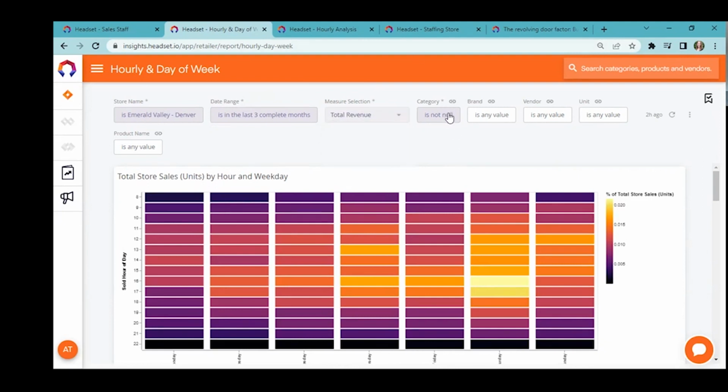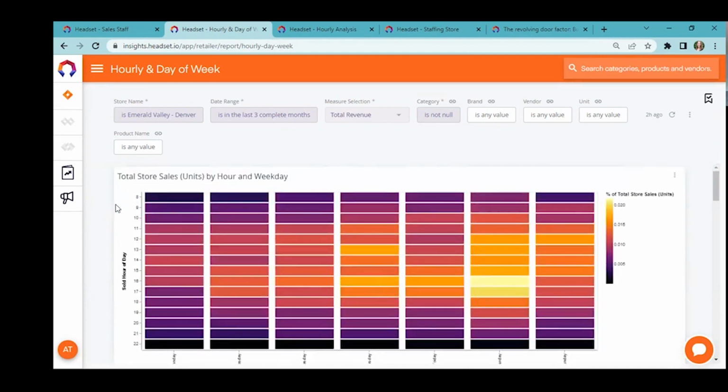And then category, of course, you can narrow in on whatever category you're focusing on for that day, or you could do the is not null trick, which will bring in every category, or you could just filter out perhaps paraphernalia if you don't want to look at non-cannabis related items. But I'm just looking at all categories in my store right now.